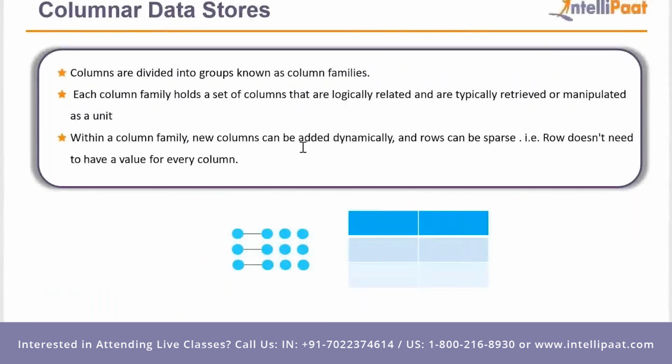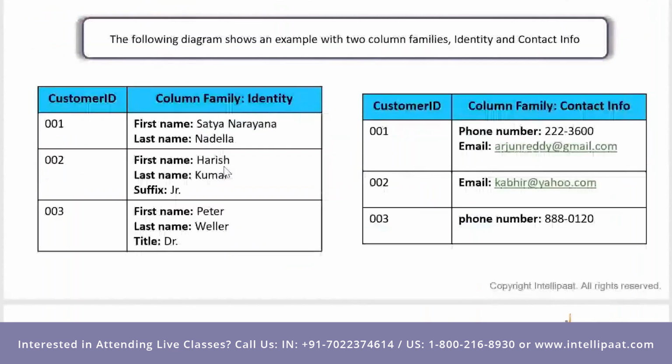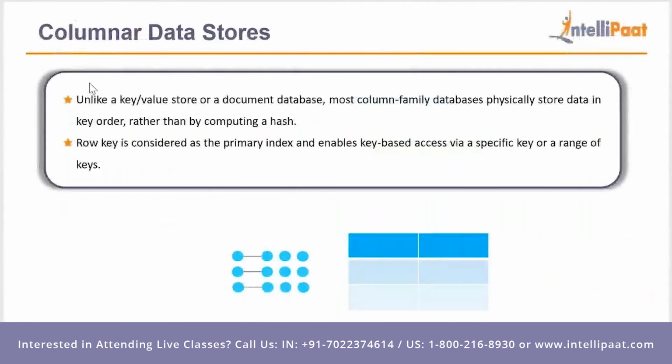With the column family, new columns can be added dynamically and rows can be sparse. That is, the rows do not need to have a value for every column. You see here, the first has two columns and the second has three. So it's not necessary that the same structure is followed across. Unlike a key value store or a document store, most column family databases physically store in key order rather than by computing a hash. There, you saw the key was generated; in 90% of cases it is a hash computation, just a hash value which the system will generate for that particular record.